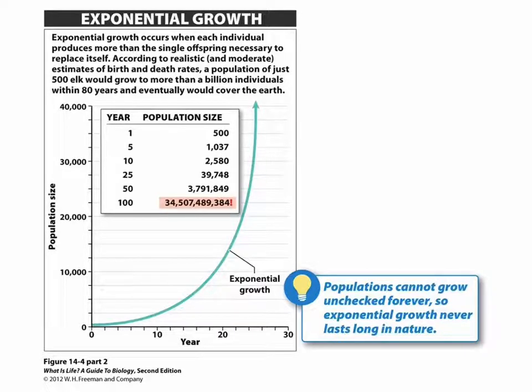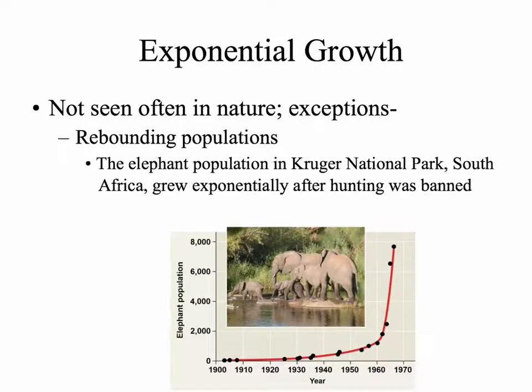Exponential growth, though, cannot be supported for long periods of time. Generally, there are resource limitations that keep the population from increasing forever. There are times when we see exponential growth in nature, at least for a short period. One example is rebounding populations. This elephant population in South Africa grew exponentially after hunting was banned in that area.